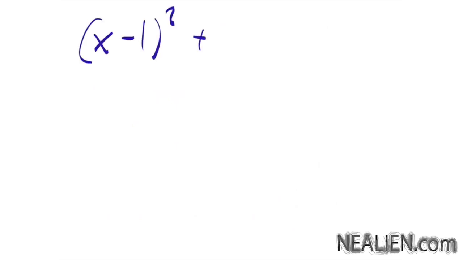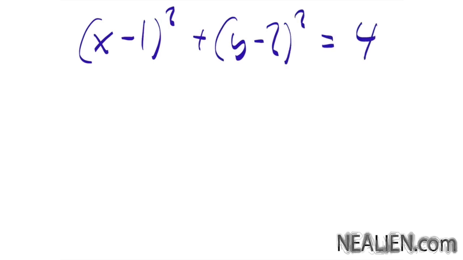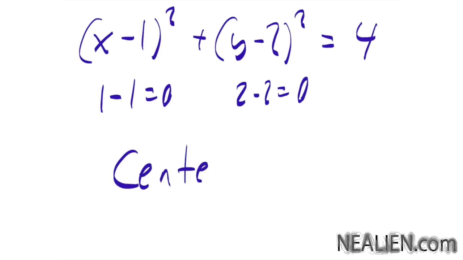If we had something a little bit more complicated, x minus 1 squared plus y minus 2 squared equals 4, then you plug in the thing into the parentheses that gives you 0. So 1 minus 1 is 0. 2 minus 2 is 0. So our center is going to use those two numbers. So 1, 2 is the center.